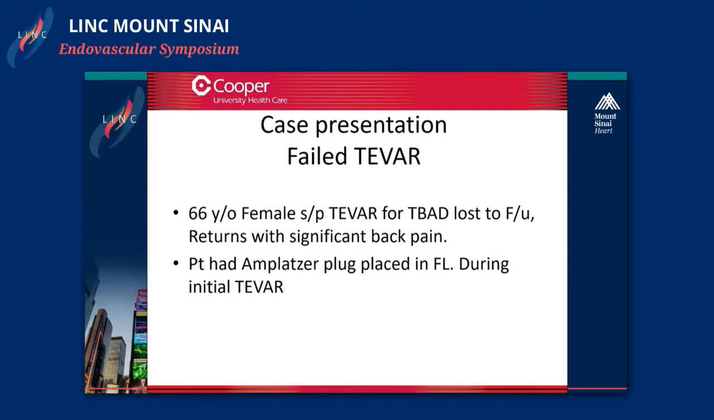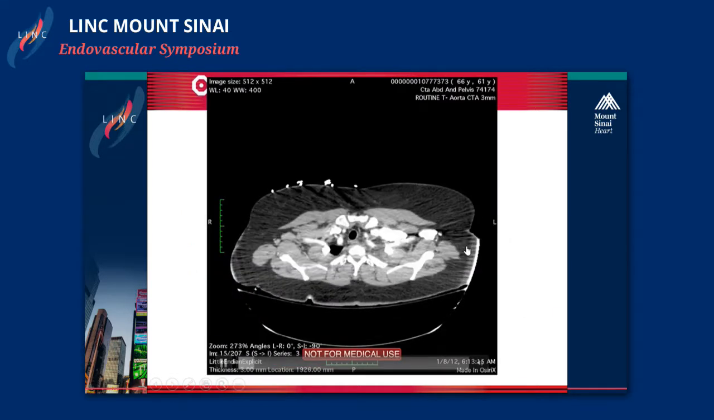Now we have a 66-year-old female who had TEVAR for type B aortic dissection, and was lost to follow-up. At the time of her initial surgery, we placed an Amplatzer plug in her very, very small false lumen, and I thought that was going to shut it down. Turns out the false lumen laughed at me. So she was lost to follow-up.